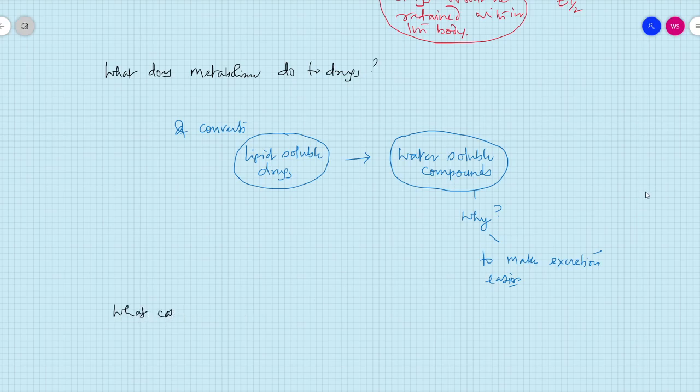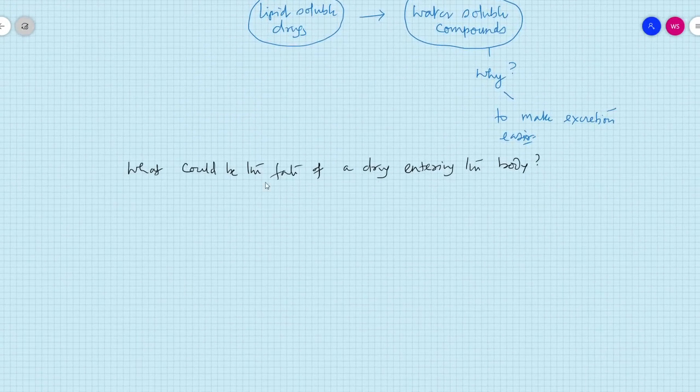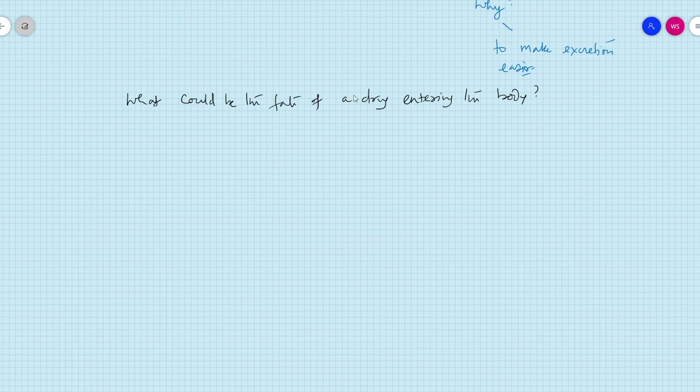That leads us to the next question: what could be the fate of a drug entering the body? Drugs have different chemical structures, meaning some of them may be lipid-soluble, some water-soluble. So what could be the fate of a typical drug which enters the body? A drug may have any of four fates.